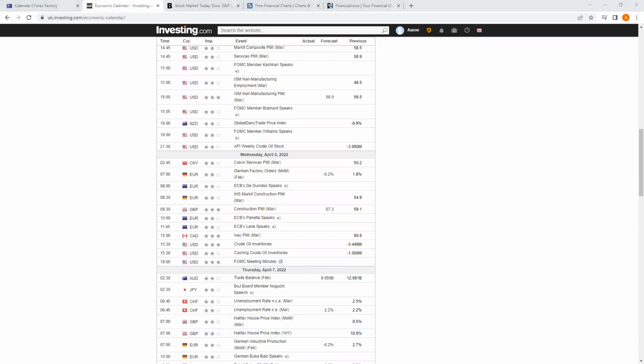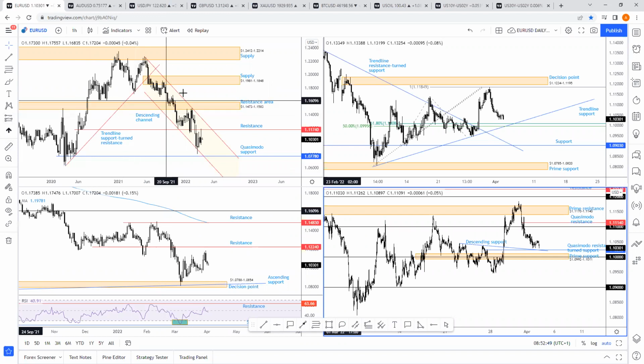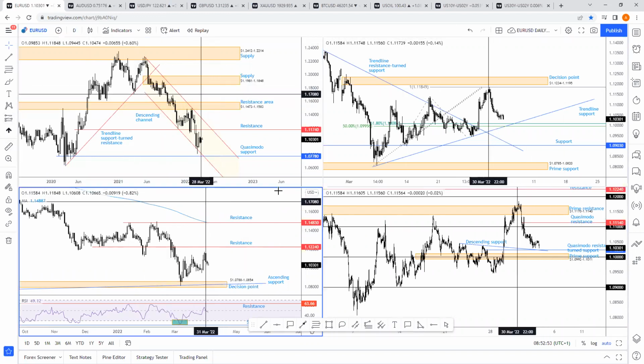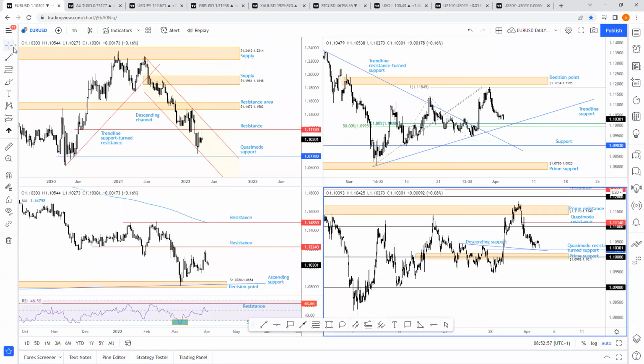Now, just bear with me. I'm going to switch things over to the charts. So look, this is the EUR/USD currency pair. This is the weekly time frame, daily time frame, H4 time frame, and H1 time frame. I'll just remove the crosshairs so we all know where we are.